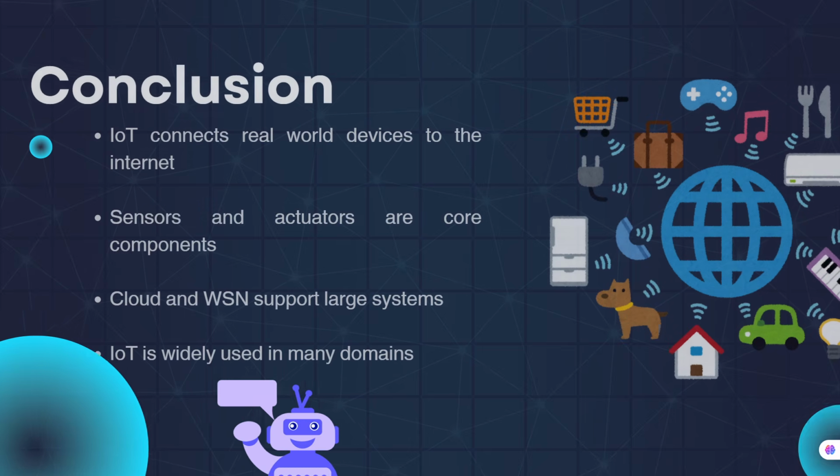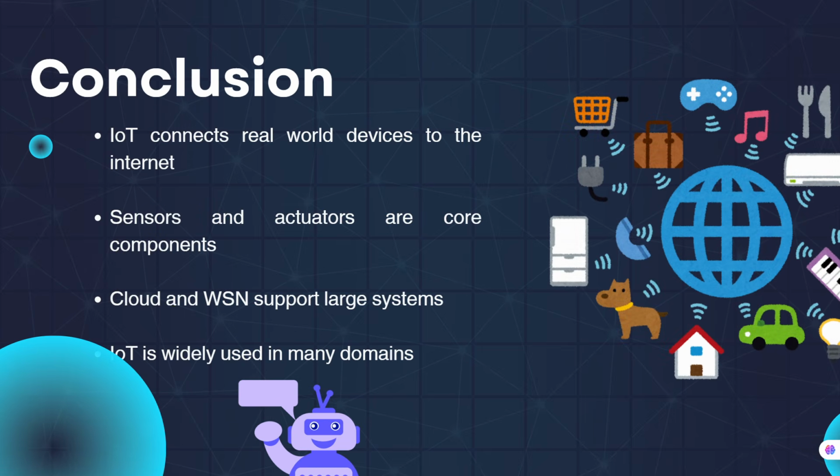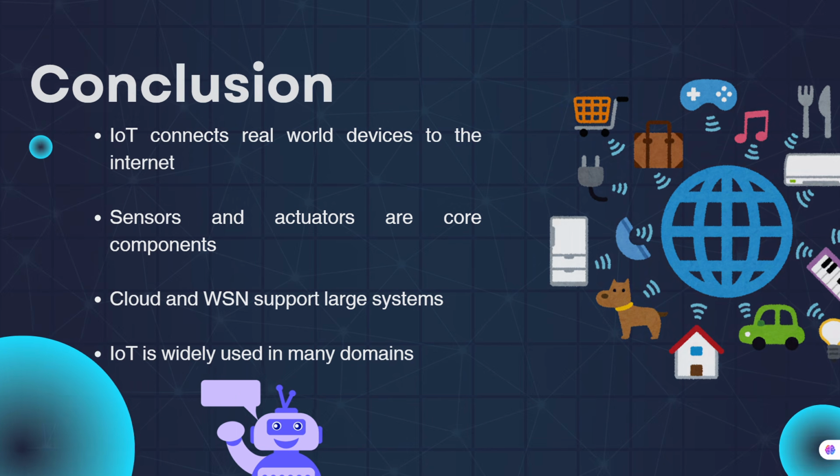To conclude my presentation, IoT connects the physical world with the digital world. Sensors and actuators are the heart of every IoT system. Wireless sensor networks, embedded systems, and cloud computing support large-scale IoT solutions. Today, IoT plays a very important role in improving efficiency, safety, and decision making in many real-world domains.